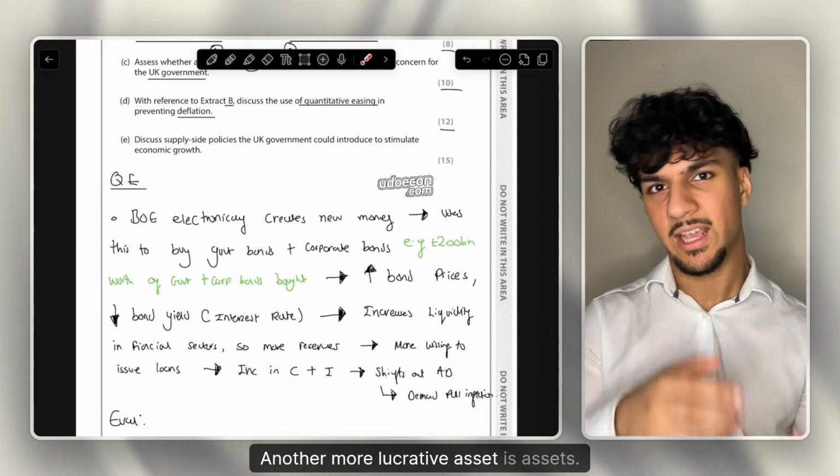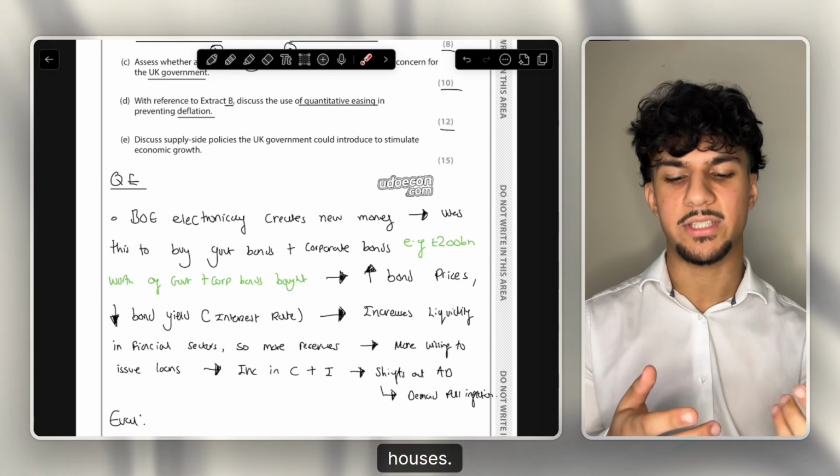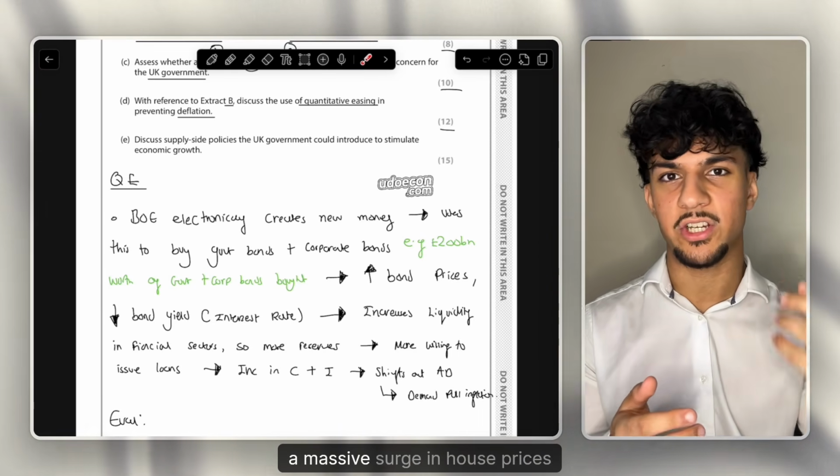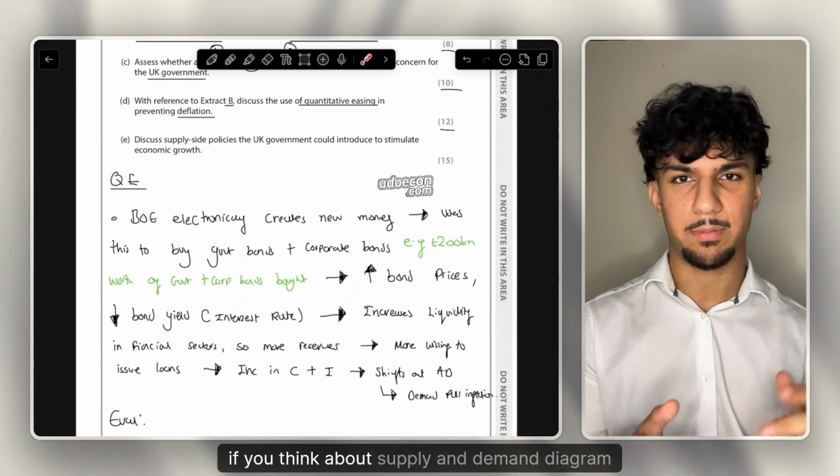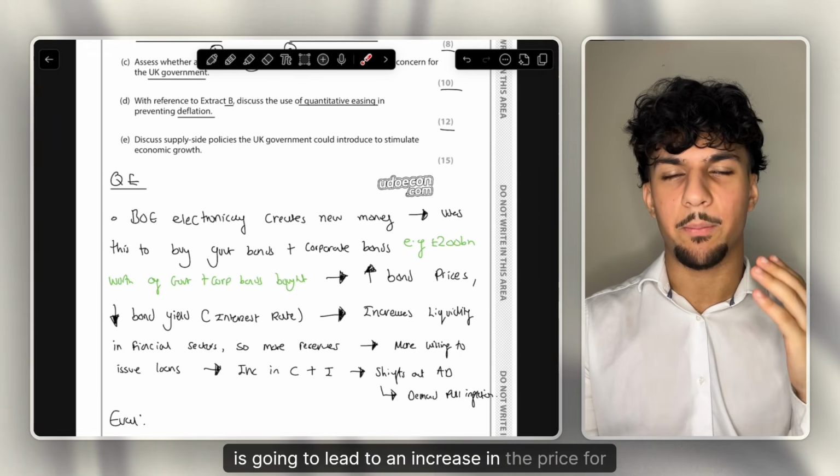Another more lucrative asset is property, so like houses. This will lead to a massive surge in house prices and a massive increase in demand for houses, which of course, if you think about a supply and demand diagram, is going to lead to an increase in the price for houses.